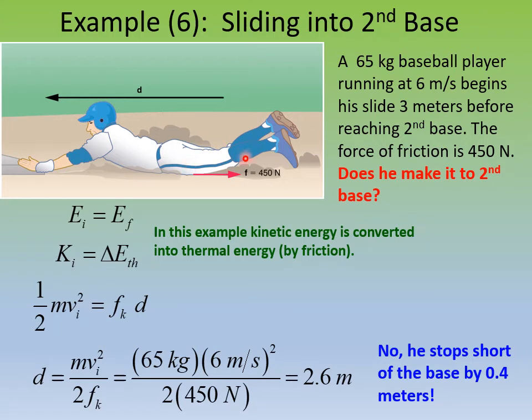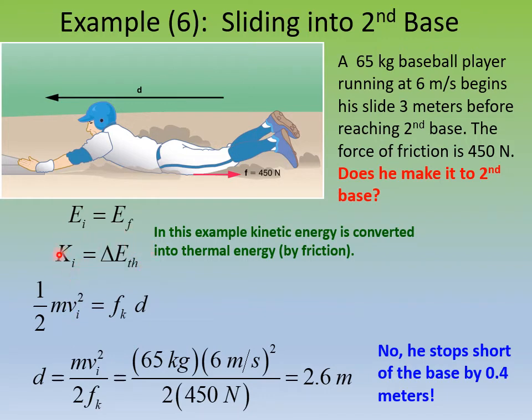He's running, okay? That's it. He's on the ground, so there's no potential energy, all right? So the initial energy is just 1/2 mv squared due to his running. When he slides, that energy gets converted into thermal energy by friction. Remember, whenever friction does work, it creates thermal energy. So all of this kinetic energy is going to become thermal energy.